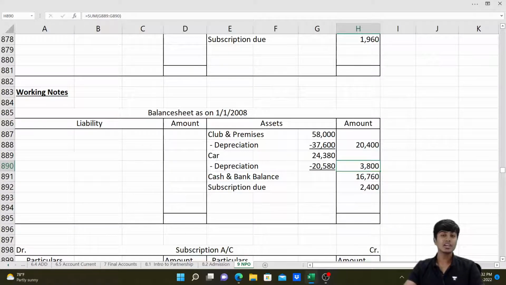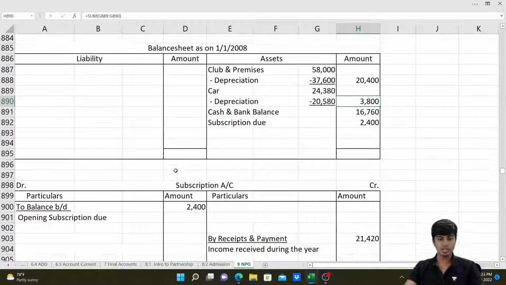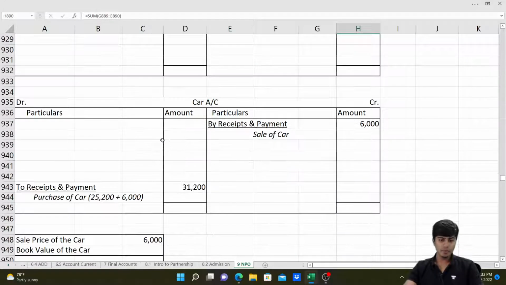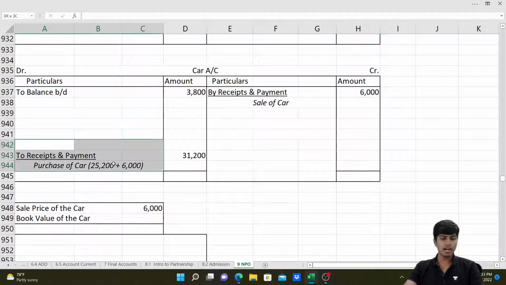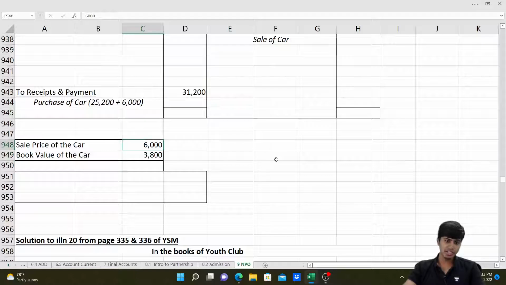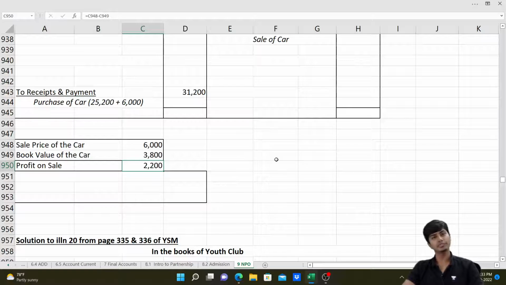What is 3,800? Book value of the car, which is sold. This car is sold and a new car is bought. Remember, this 3,800 value of the car is sold and new car is bought. We have prepared car account in which I'll write here balance brought down 3,800. So this 3,800 rupees worth car is sold for 6,000 and we newly bought a car for 31,200. Get it? So book value of the car is 3,800. Sale value is 6,000. Selling price is greater than book value. So we have made profit on sale. How much? 6,000 minus 3,800, which is 2,200.